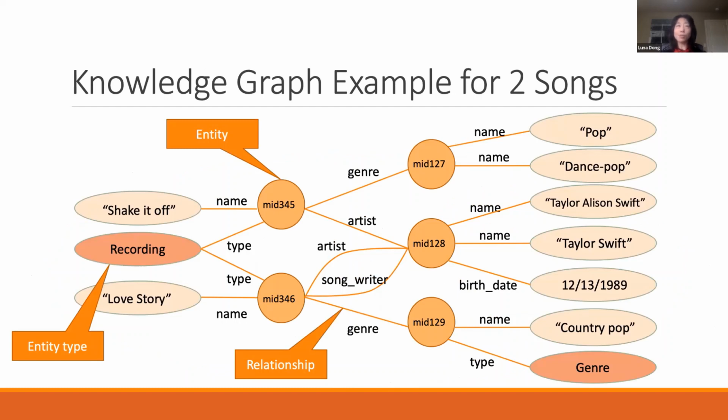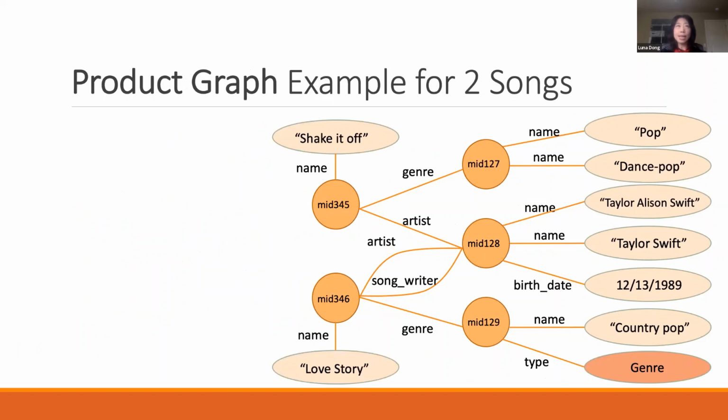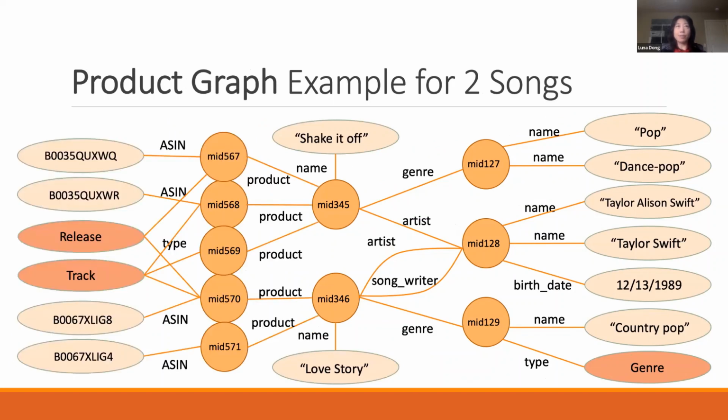Okay, so to answer this question, let me show you a very small example knowledge graph for 2 songs. And as we know, a graph has the nodes representing the entities and the edges representing the relationships. And then now let's squeeze it to one side and add the product part. And these are the Amazon soundtracks for those music recordings. And we can see that one recording might correspond to multiple different tracks. And those tracks belong to different albums, have different resolutions, and so on.